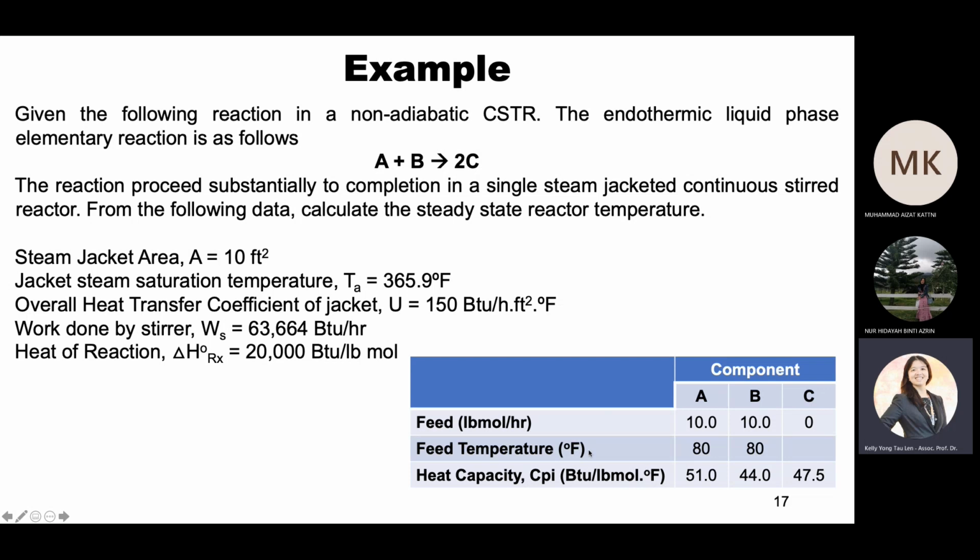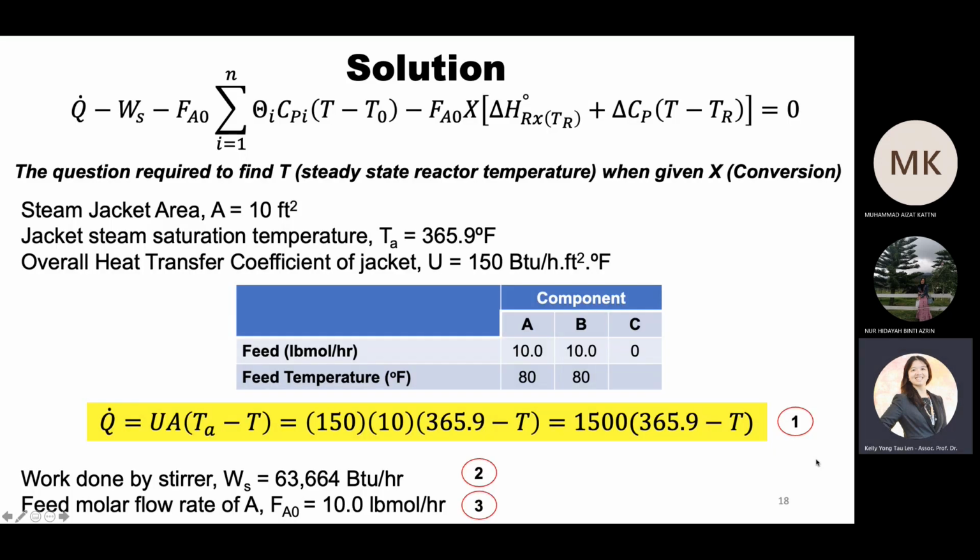They give us the feed temperature, which means both reactants enter the reactor at 80 Fahrenheit. So kamu kena ingat, sekarang dah non-isothermal, so suhu asal 80 Fahrenheit, in the reactor is no longer 80 Fahrenheit sebab non-isothermal. And then they give us the CP value of A, CP value of B, CP value of C. Okay, so again, come back to the main equation. Maksudnya, nak tahu X, cari T. Okay, so kita kena solve one by one.